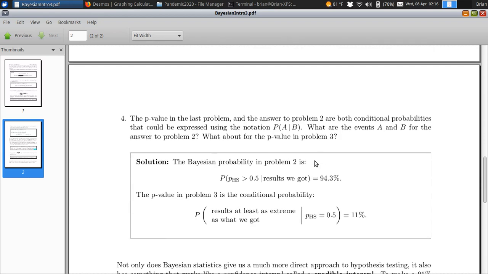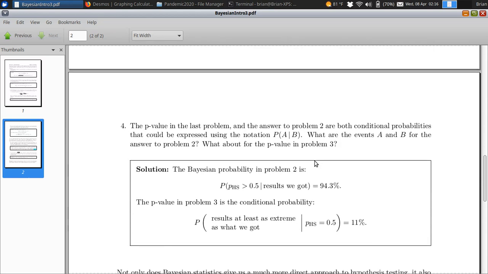I said both the p-value that we just calculated and also the Bayesian calculation that we did in problem 2 are examples of what are called conditional probabilities. We have a probability of something given something else, or the notation the statisticians use is the probability of A given B. And so I wanted you to just think for a second about what were the two conditions, what was the given and what was the thing we were trying to find the probability of in problem 2, and what was the given and the thing we were trying to find the probability of in problem 3.